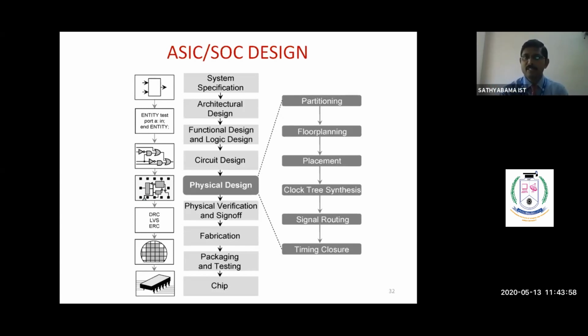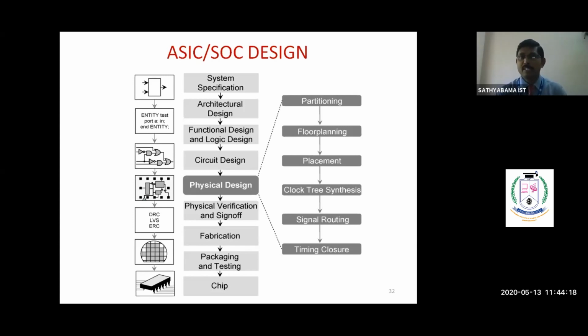In physical design, we do processes like partitioning, floor planning, placement and routing. These are the major 4 steps we are doing in physical design. After making the schematic design, we go for layout design. Then after making the layout, we go for partitioning.